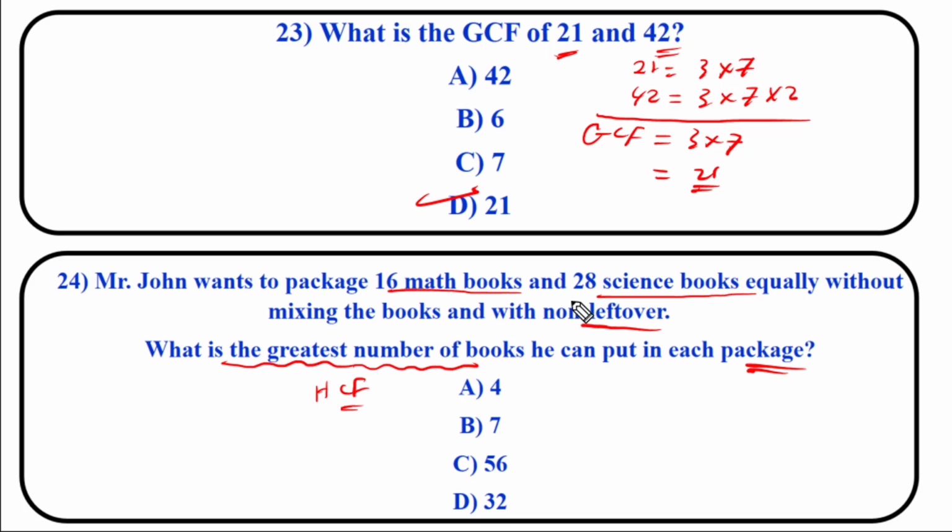Now ask yourself, what's the GCF of 16 and 28? It's easy to find. Ask yourself, 16 and 28 are divisible by what at the same time? 16 is divisible by 4 and 28 is divisible by 4. So the GCF of 16 and 28 will be 4. If you check the others, 16 is not divisible by 7, and 28 and 16 are not divisible by 56 or 32. So the GCF of 16 and 28 is 4.